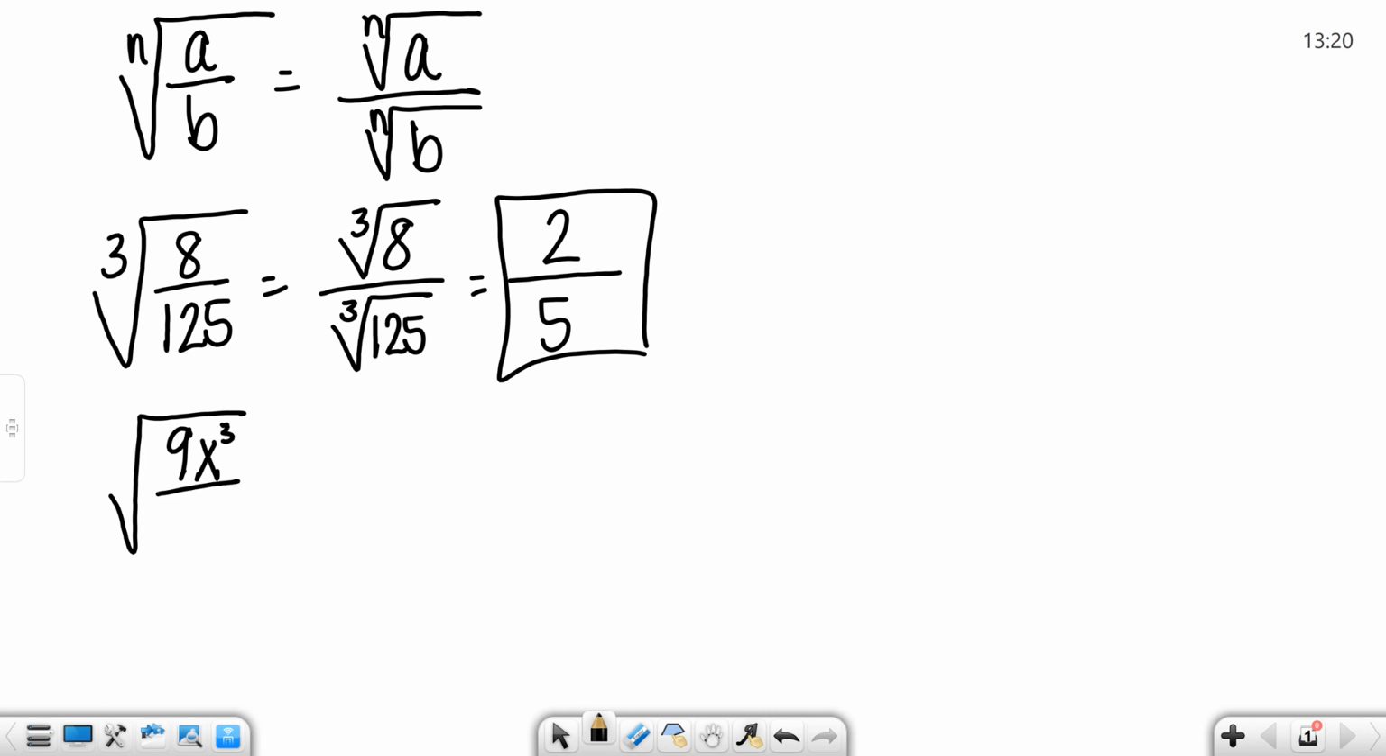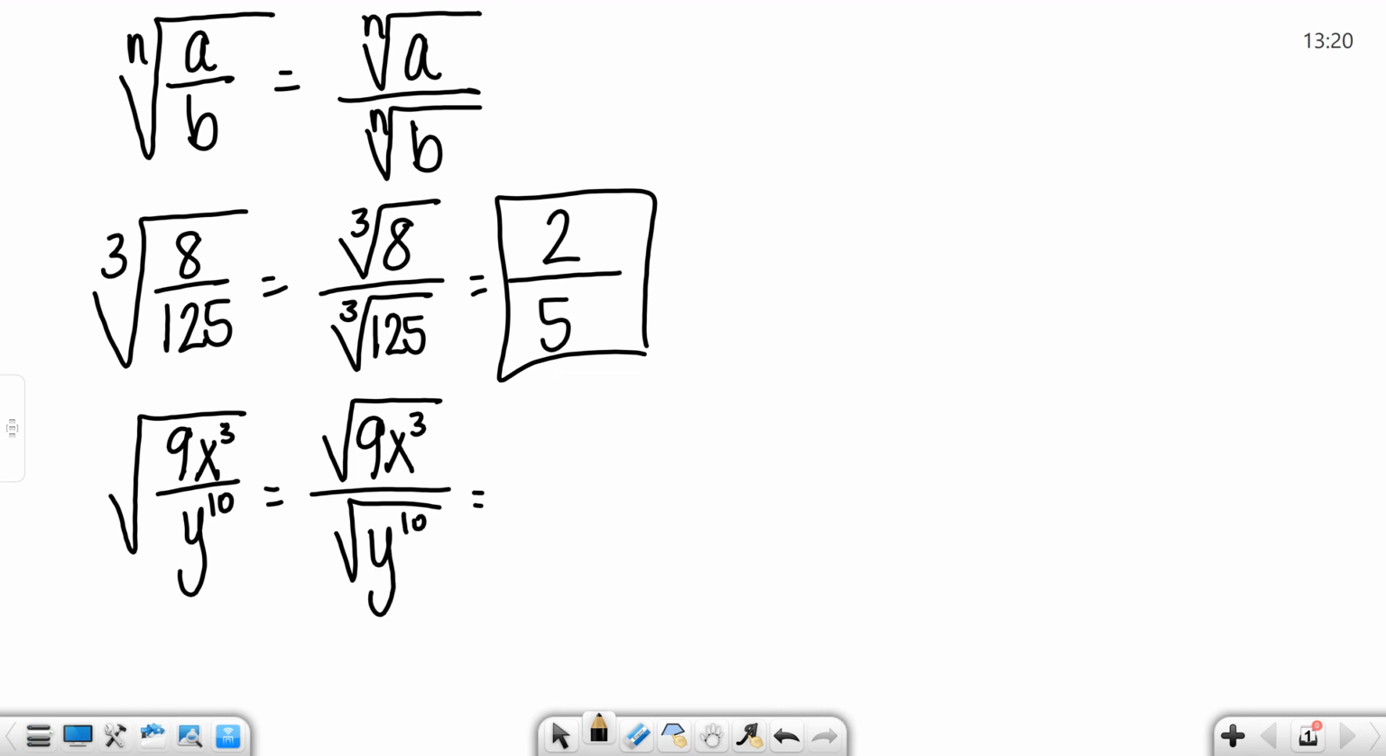Let's stick some variables in here. All right, square root of this fraction. So I'm going to separate it like the little rule says that I can. Now in the denominator, I can take the square root of y to the 10th and I get y to the 5th, because 10 divided by 2 is 5.